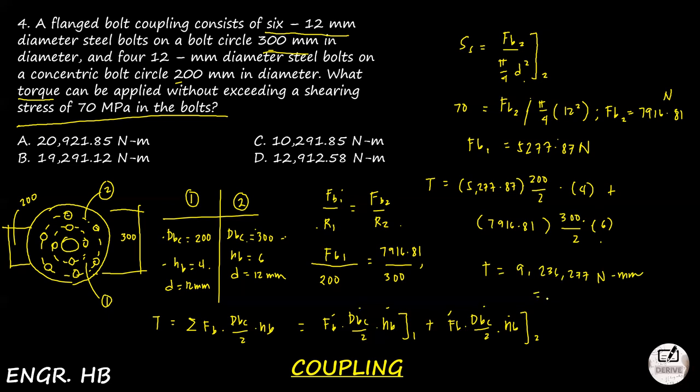9,236,277 Newton mm. Okay, so I will divide this by 1,000, so that will become Newton meter. So that was become 9,236.28 newton meters. Okay, so nandiyan ba yung sagot? So wala. Teka, tignan ko lang saan tayong nagkamali. Baka naman meron sa choices.